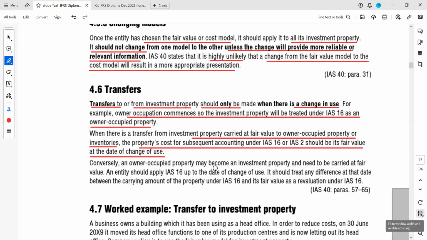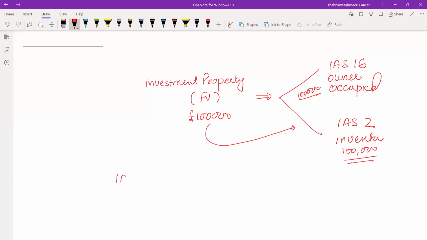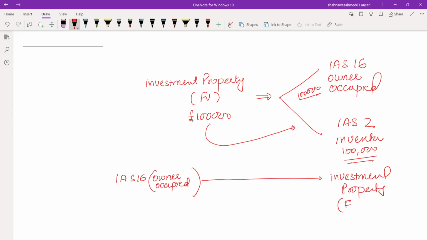Conversely, an owner-occupied property may become an investment property and need to be carried at fair value. An entity should apply IAS 16 up to the date of change of use. It should treat any difference between the carrying amount and fair value as revaluation under IAS 16. Now, suppose we have a property which is under IAS 16 as owner-occupied property, and we were using cost model, and now that has been changed to investment property, and under the investment property fair value model, we have decided that we want to use fair value model.